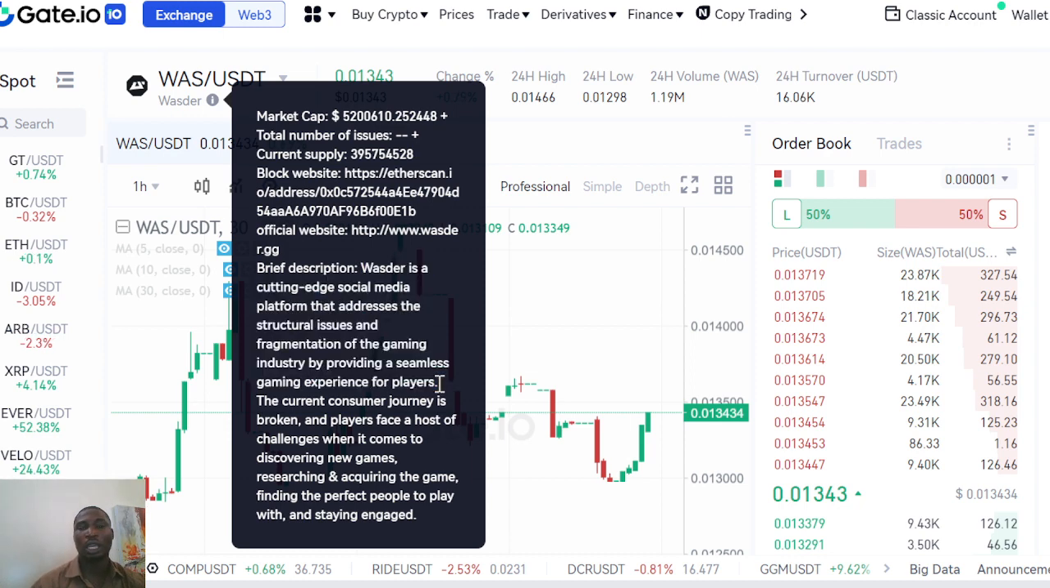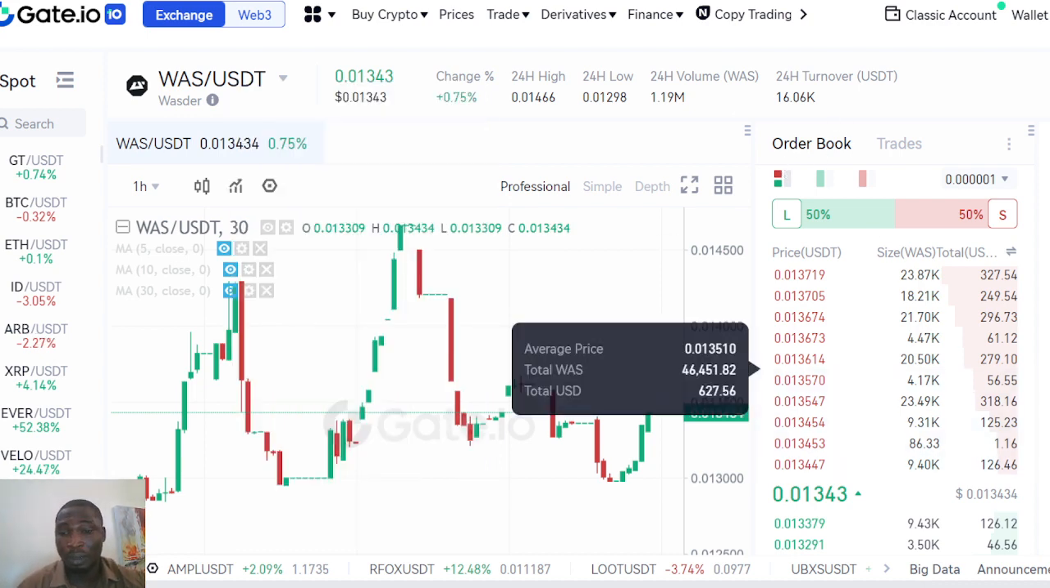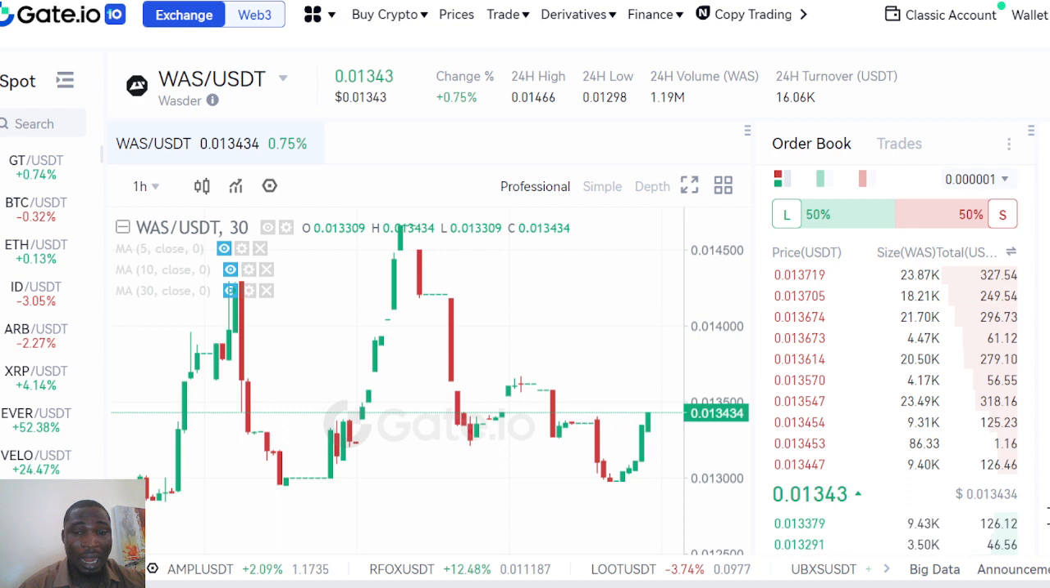So as a gamer, you love to play games, to analyze them, and to play different kinds of games. So this is something we need to take note of when talking about this token. What is it really about? What should we know about this token?